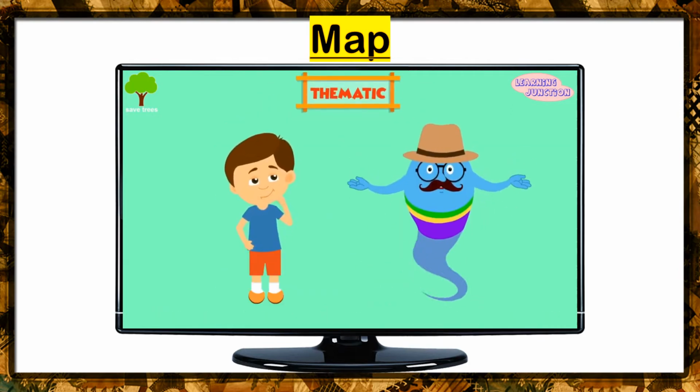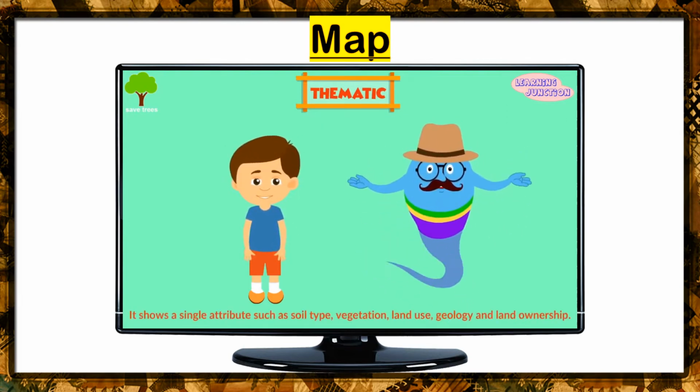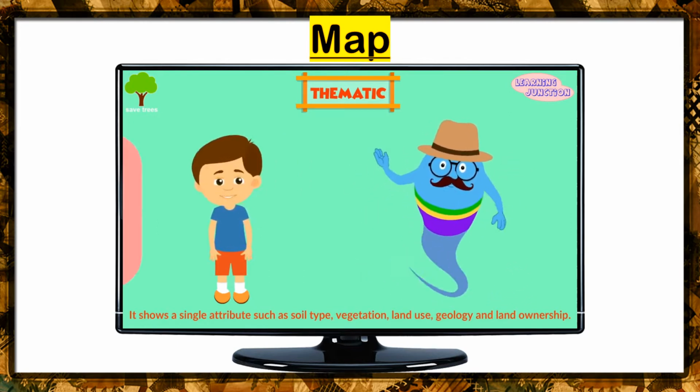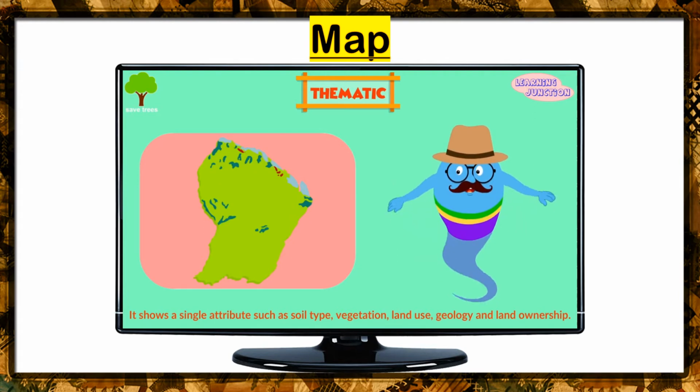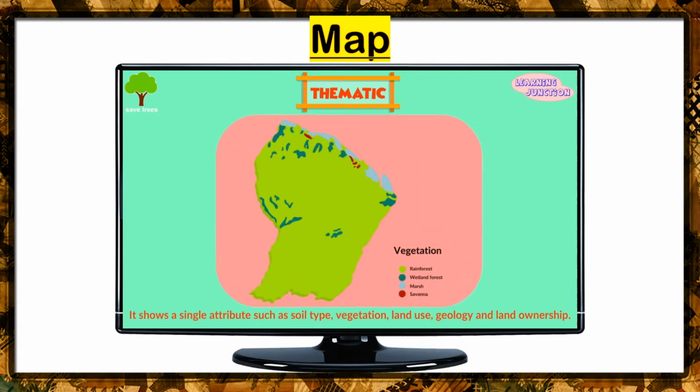It shows the roads boldly and using road widths and colors to distinguish between major and minor roads. Thematic. A thematic map shows a single attribute, such as soil type, vegetation, land use, geology, and land ownership. For example, this French Guiana map shows the vegetation areas, the rainforest areas, westland forest, marsh, and savanna.